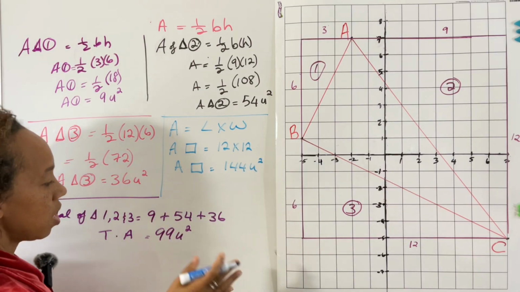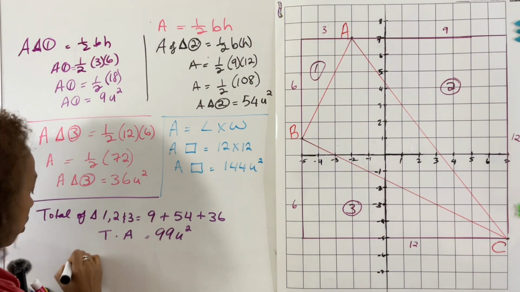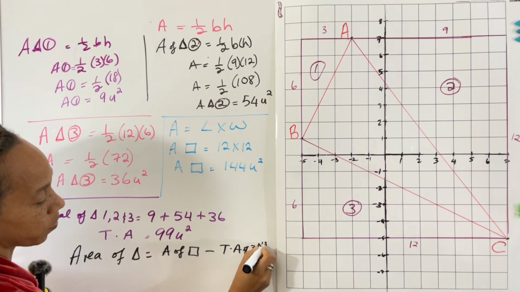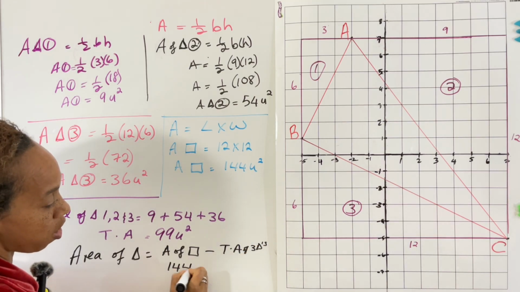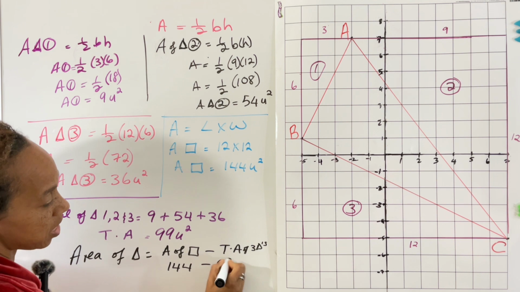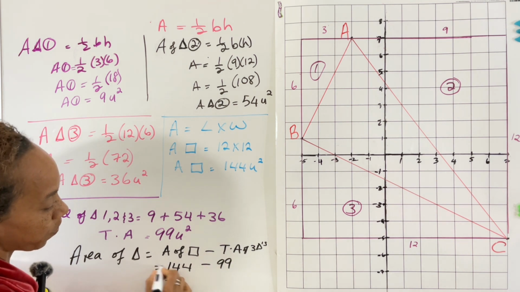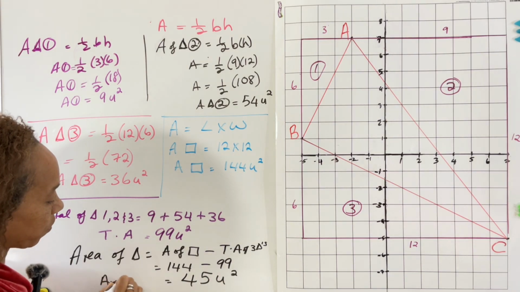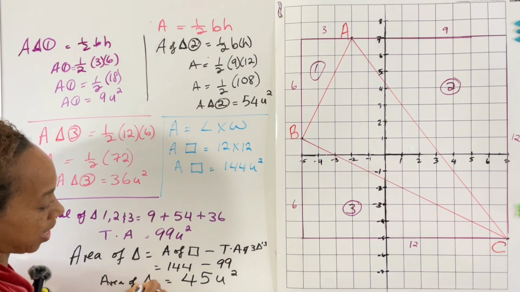Now we're not finished. We are going to find the actual area of the triangle. The area of the triangle is equal to the area of the square minus the total area of all 3 triangles. So we have 144 minus 99, and that is going to give you 45 units squared. And that is the area of the triangle that is given to us.